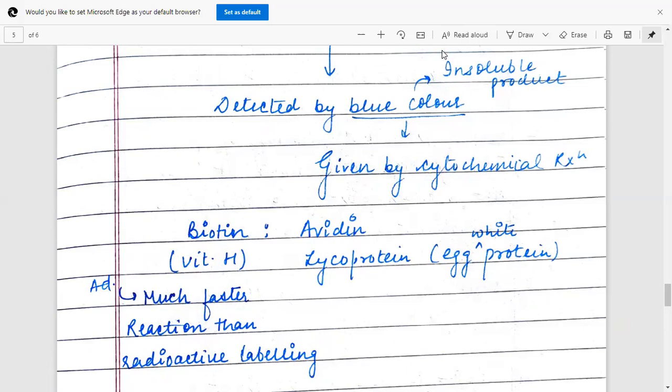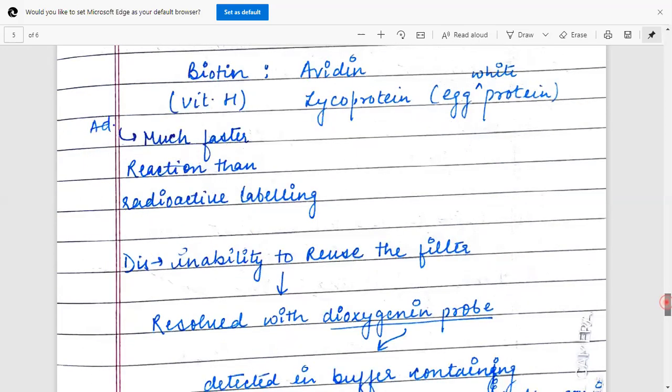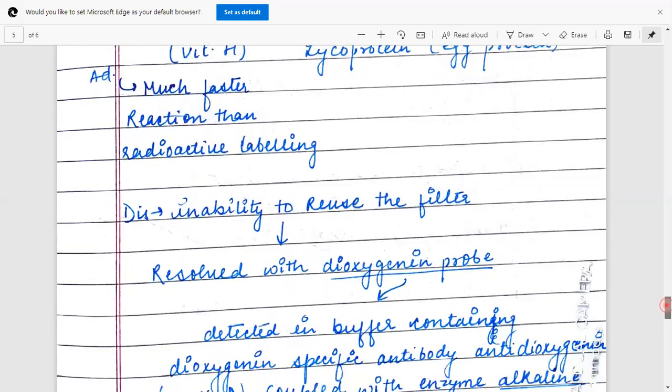So this biotin, which is vitamin H, can be visualized through the egg white protein, a glycoprotein called avidin, which is highly specific for biotin. So the biotin-avidin conjugate can be detected, and this is much faster than the radioactive labeling.